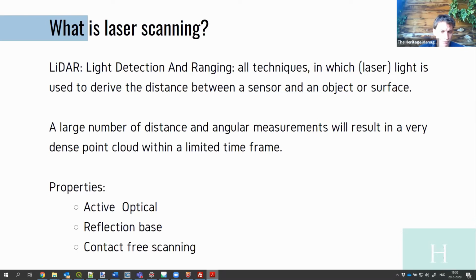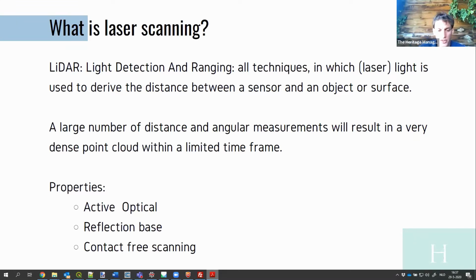The general properties of laser scanning, I've summed them here, is that we're working with an optical system. So in that case, it's actually very similar to the things that we've seen in photogrammetry. We're using optical systems. But in contrast with photogrammetry, we used environmental light. So we need the sun, we need an external light source to illuminate our object. And this external light source and the reflection from our object will allow us to make a photo.